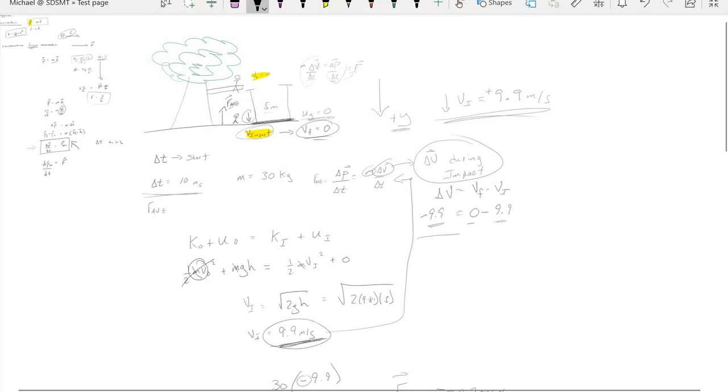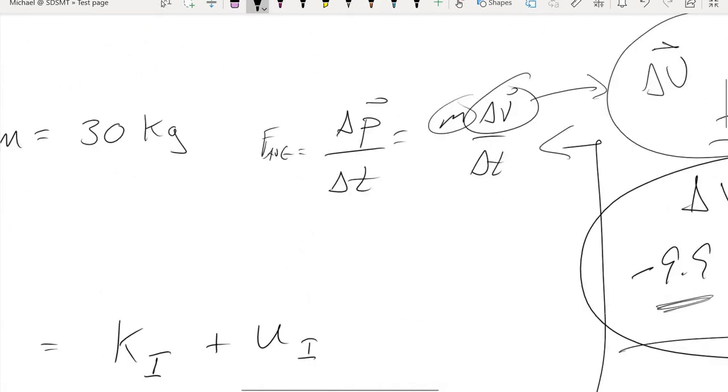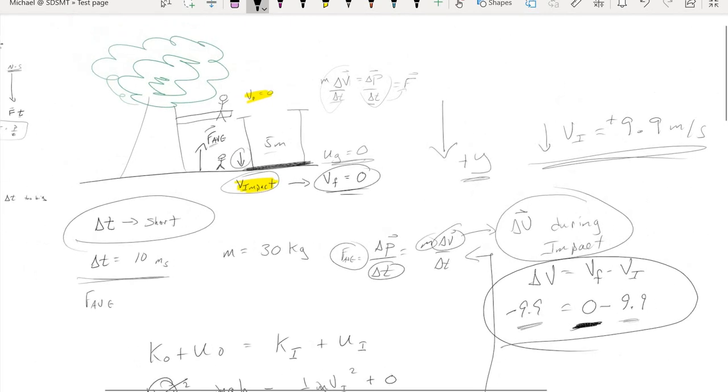Now, there's nothing that we can do about the change in the velocity. We're going to jump out of the tree. We're going to hit the ground at 9.9 meters per second, and we eventually have to come to a stop. There's absolutely nothing that we can do about that. But maybe we can do something about that time interval. Maybe we could extend that time interval. If we could make that time interval larger, it would reduce the average force that is experienced during that time interval.